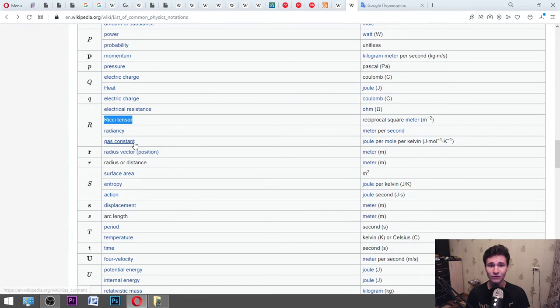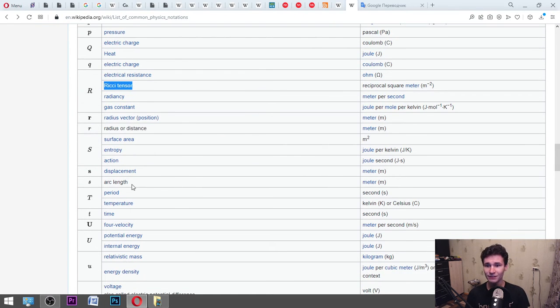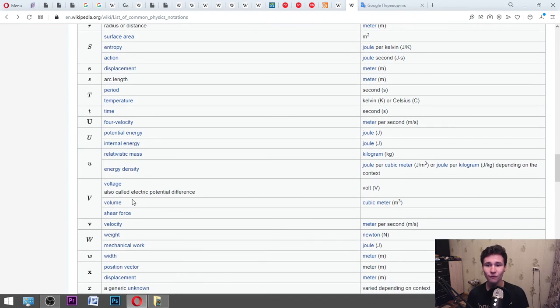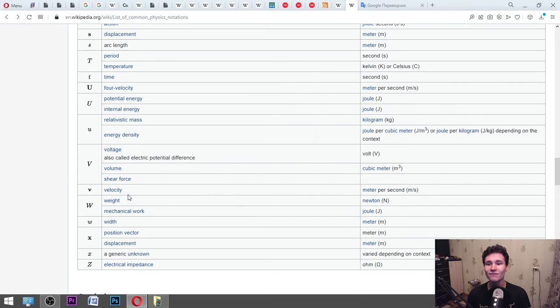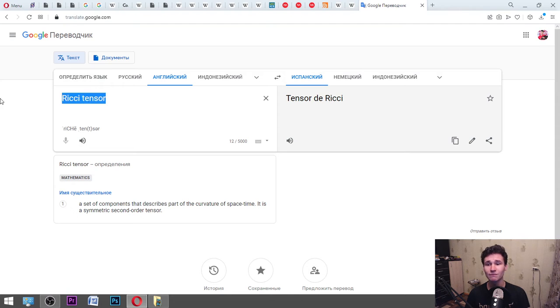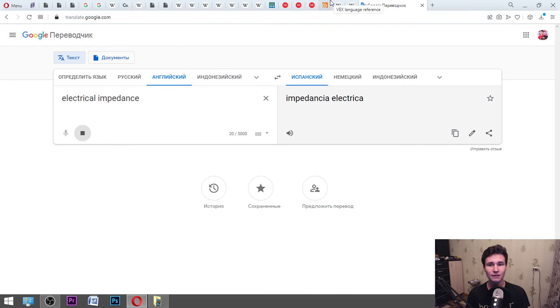Ricci tensor, radiancy, gas constant, joule per mole per Kelvin, Kelvin, radius vector, radius of distance, surface area, entropy, joule per Kelvin, entropy, action, displacement, arc length, period, temperature, time, four-velocity, potential energy, internal energy, relativistic mass, energy density, voltage, volume, shear force, velocity, weight, mechanical work, width, position vector, displacement, a generic unknown, electrical impedance. So what is impedance? Electrical impedance.